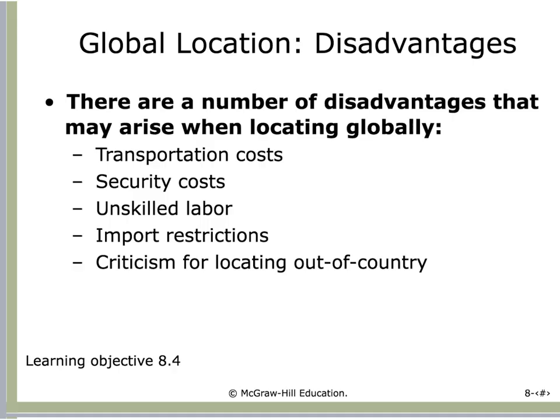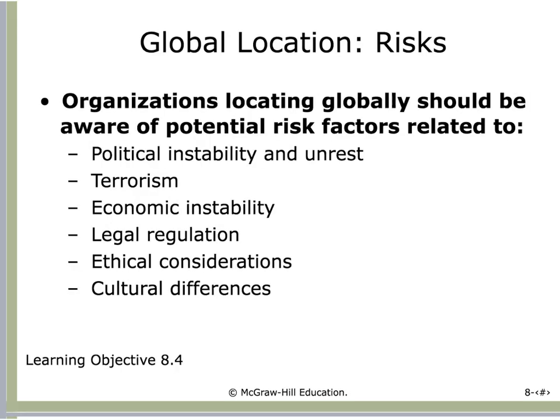Import restrictions, we've spoken about tariffs, and then criticism for locating out of country, that you're firing American people to go and start a company elsewhere. Some of the risks: political instability and unrest. Venezuela is a good example of that. You don't want to start a company in Venezuela because the government can actually come in, seize your facilities, and decide it's state-owned. Terrorism is a big issue if you're thinking of operating in the Middle East.